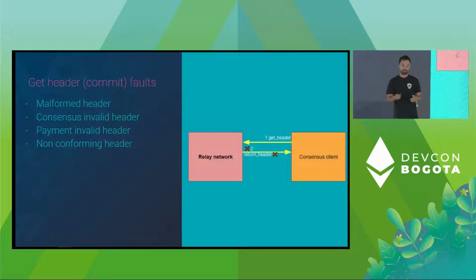So the first category of faults is just get header faults. When you get the header, and then the relay network fails to reply. They can be categorized as: you have a malformed header, you have a consensus invalid header, you have a payment invalid header, or you have a non-conforming header. We'll go over them one by one.